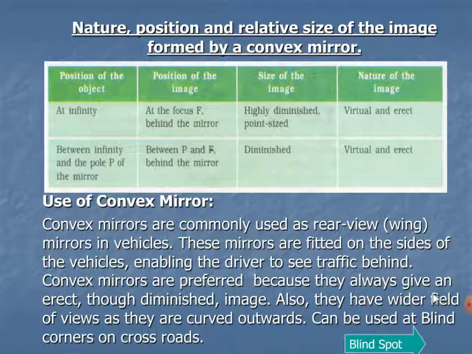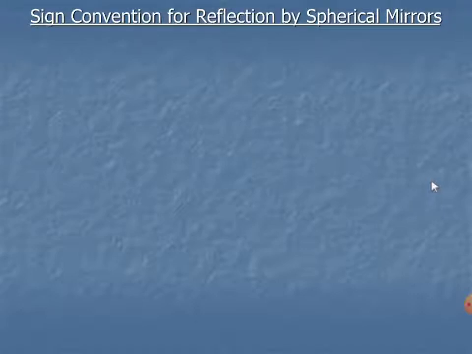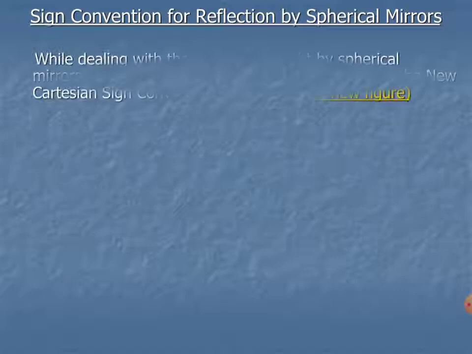Yes, here. Now let's see the next: the sign convention that we are going to use in the case of reflection by spherical mirrors. By convention means accepted by all over the world. And sign means what? For taking that object distance, what sign should be assigned to it, whether it will be plus or minus. So we call those accepted signs the sign convention. So let's see.